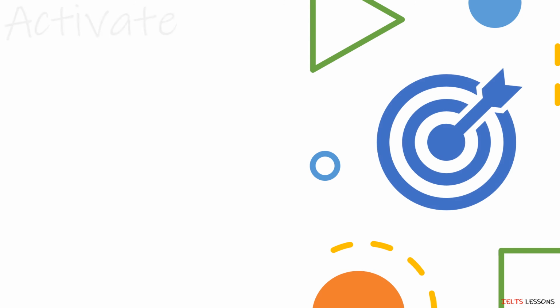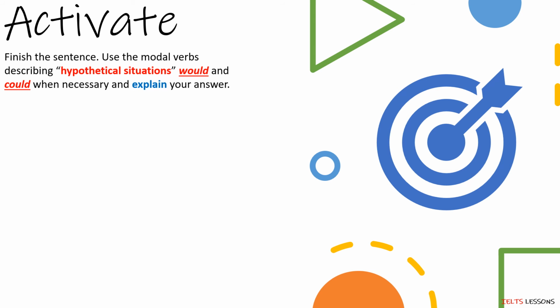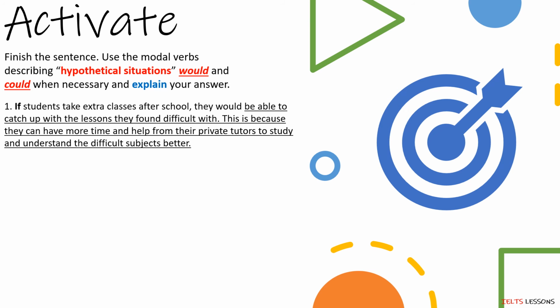Now let's check some exercises to check our understanding. What we need to do here is, on your own, finish the sentence and use the modal verbs describing hypothetical situations, would and could when necessary, and explain your answer. An example here is, if students take extra classes after school, they would be able to catch up with the lessons they found difficult. This is because they can have more time and help from their private tutors to study and understand the difficult subjects better. So again, we use hypothetical situations or the condition if, and then pair it with would.